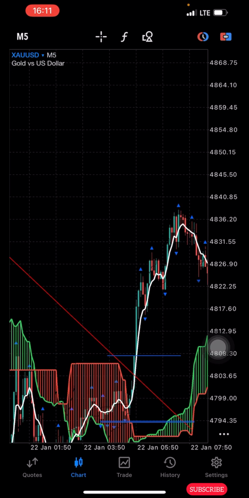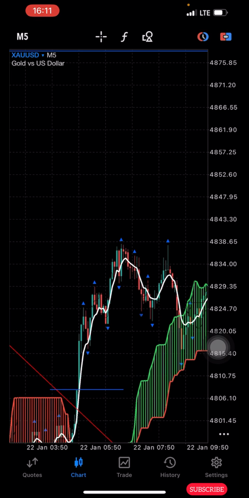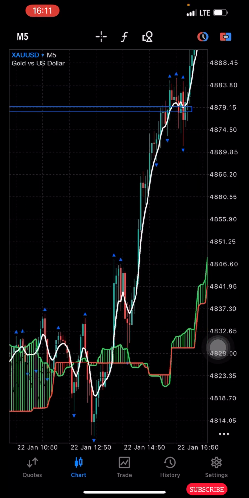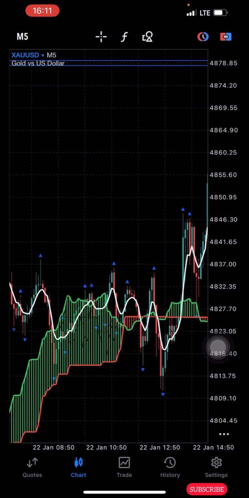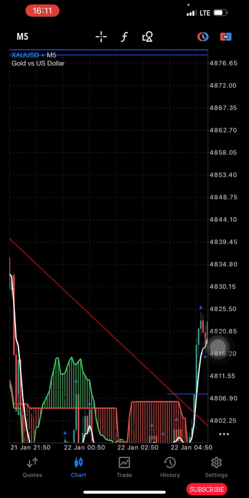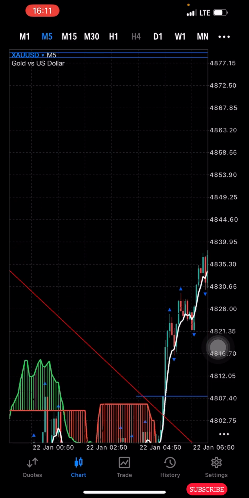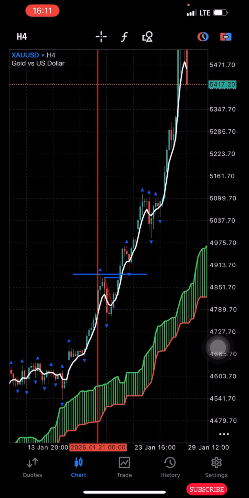This strategy works very well on gold because the gold market is very volatile, and since the history of gold, it has been bullish. So you can use this strategy to your advantage. Let's go back to the 4 hours time frame again and look for a sell example.